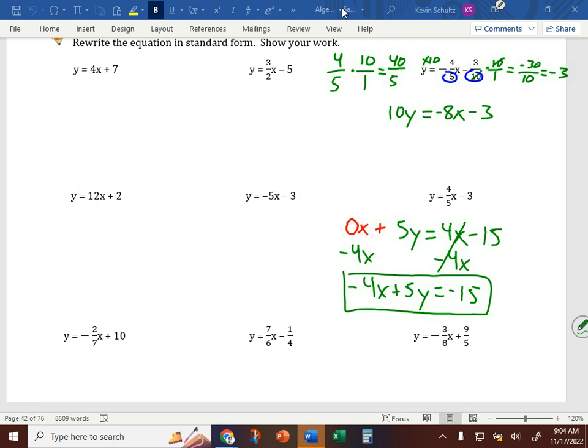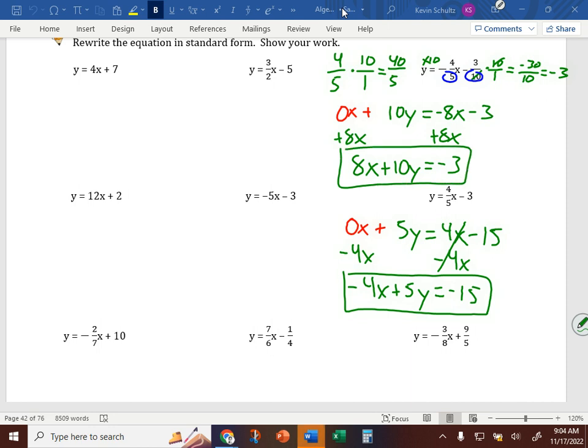Not in standard form yet. What else do we do? Kaylin? Yeah, I move that negative 8x. And how do I move that negative 8x over? Very good. It's like I've got 0x on the left side right now. Adding 8x to both sides is going to give me a positive 8x. Again, that sign is going to change when you move it. Positive 8x plus 10y equals negative 3. And that is standard form.